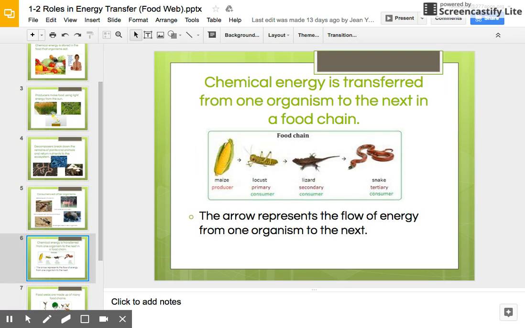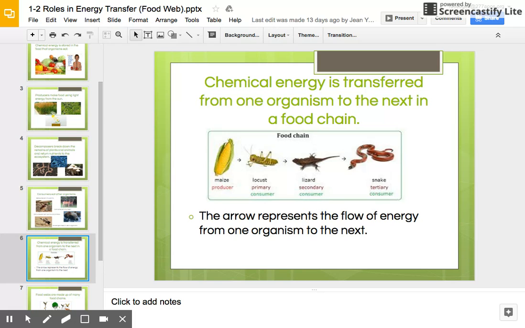Chemical energy is transferred from one organism to the next in a food chain. So we use a diagram like this to show that transfer of energy. The arrows in the diagram represent the flow of energy from one organism to the next. So at the bottom of the food chain is this corn. That's a producer. It doesn't feed on any other organisms. It grows and it converts sunlight into chemical energy. The primary consumer, the thing that feeds on the producer, is this grasshopper.